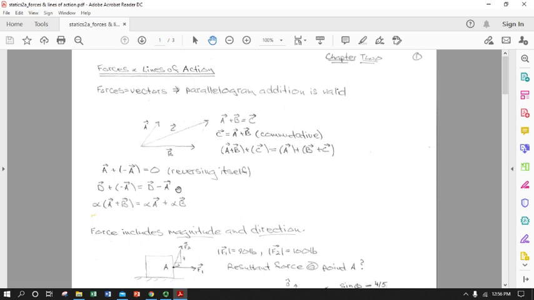This lecture is on forces and lines of action and serves as a review of vector addition. Vector addition is something that hopefully most of you have seen in the mechanical part of your physics courses or in some kind of vector algebra studies you may have had in mathematics.